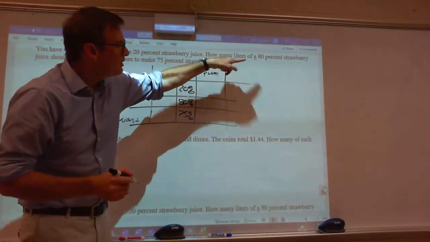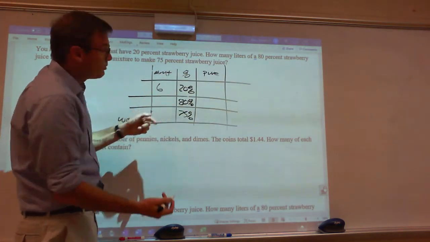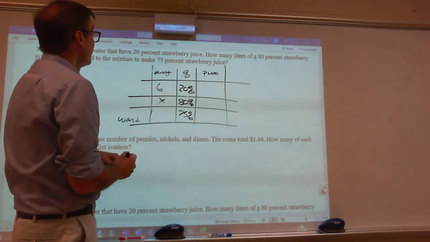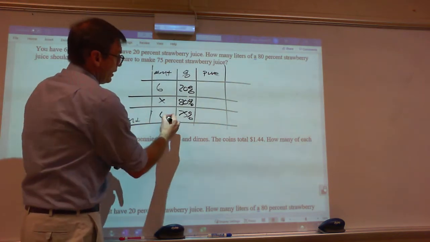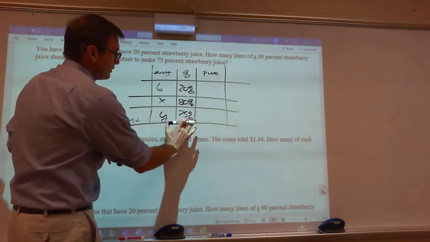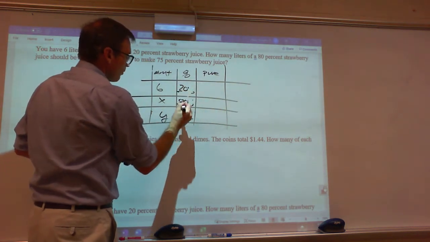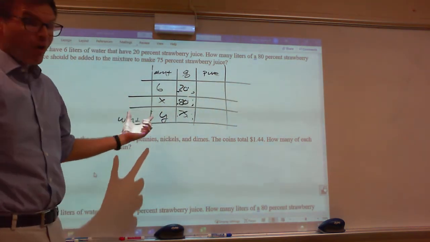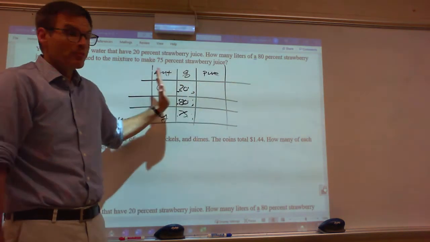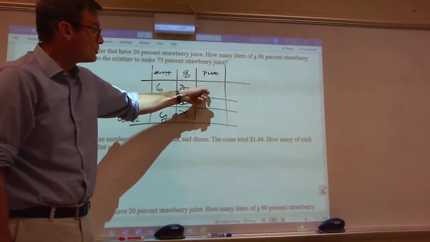It's asking how many of the 80% solution. I don't know that, so I'm going to call that an X. And I really don't even know how much of the mixture I have, so I'm going to call that a Y. Actually, what I should have done with percentages, I should have made these 0.2, 0.8, and 0.75. Now, to finish my chart, I'm going to multiply across. So this times this goes here.